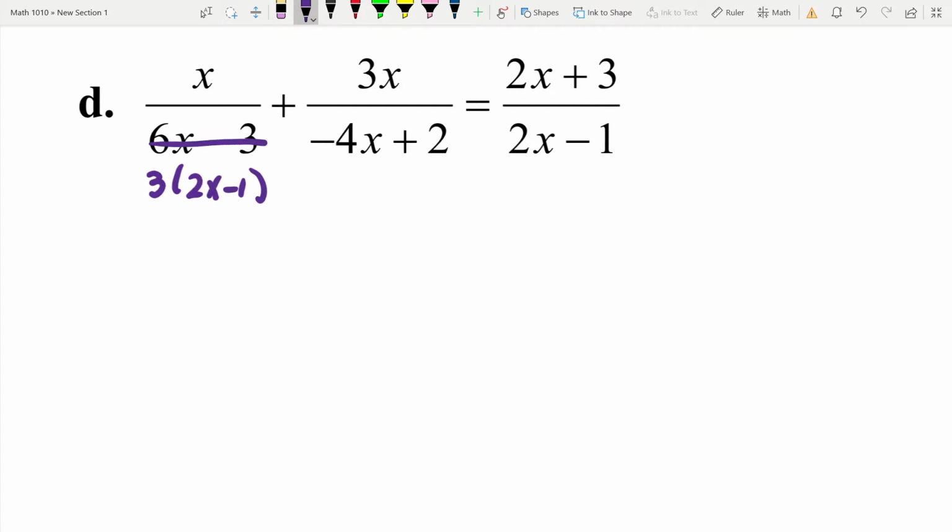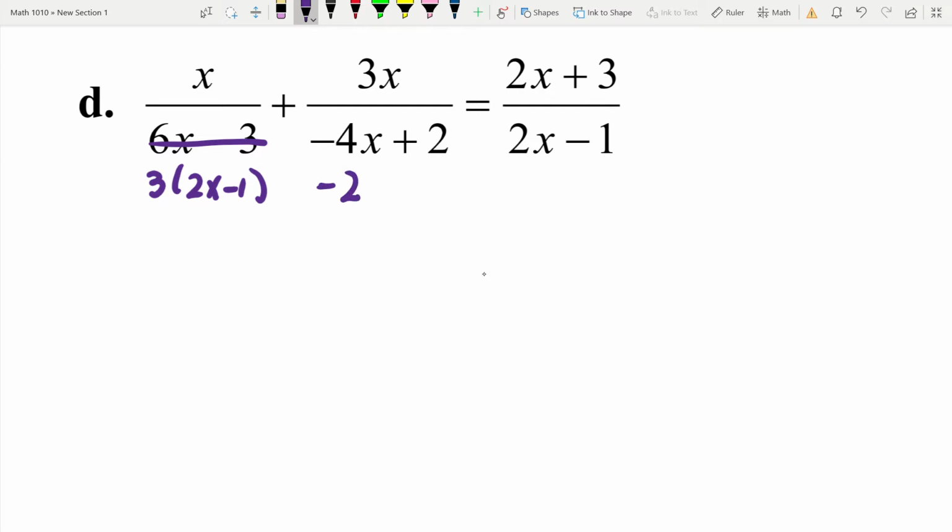Okay, look at the second fraction. It's ugly. Why is it ugly? Tell me. Guys, you look at it and you immediately go, ugly. What's ugly? The negative. So let's make it nice. Take out the negative. Is there anything else I can take out besides the negative? Talk to me. A 2.